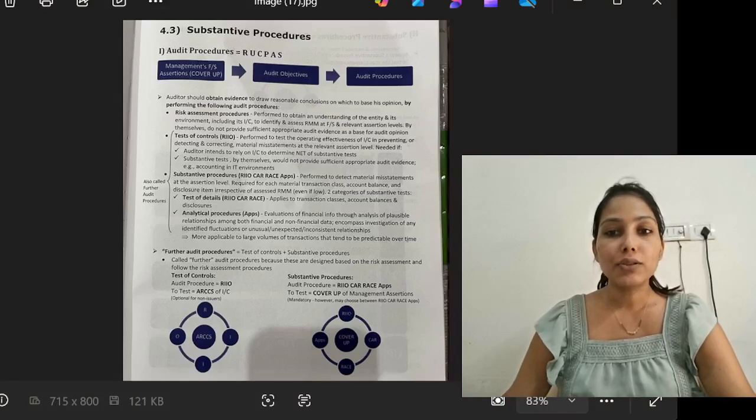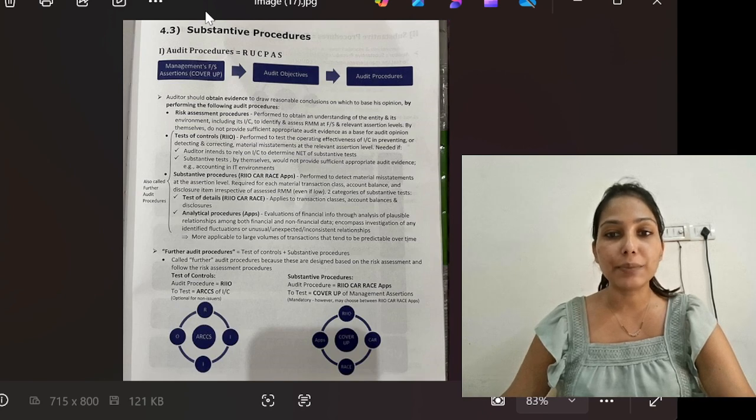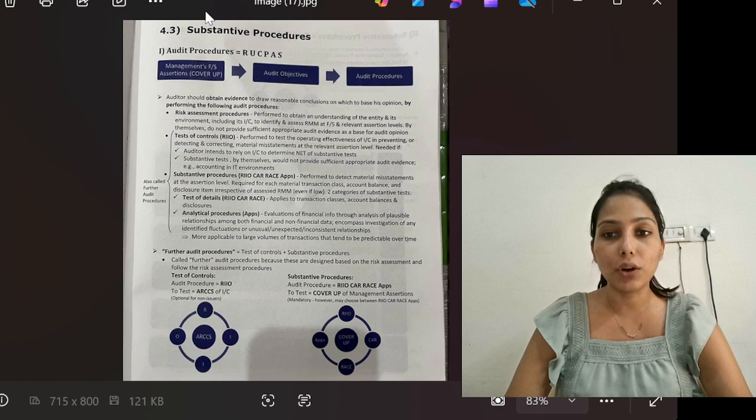Hi everyone. So welcome back to the audit chapter, and today we will be talking about the substantive procedures that we perform in the audit.